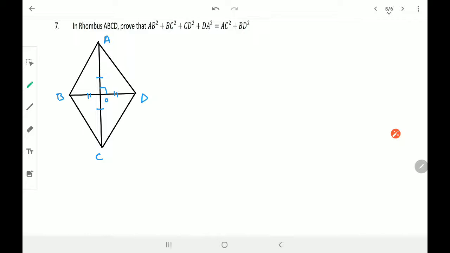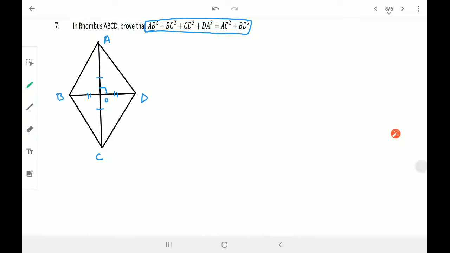So we need to prove AB square, मतलब side square, AB square plus BC square plus CD square plus AD square is equal to AC square, the complete diagonal square, plus BD as a complete diagonal square. So this is what I have to prove. The sum of squares of the sides of the rhombus is equal to the sum of squares of its diagonals, right? So let's continue. Let's start understanding.